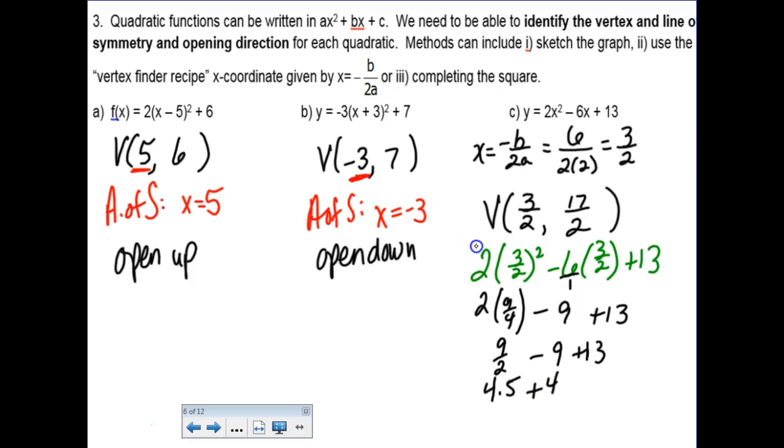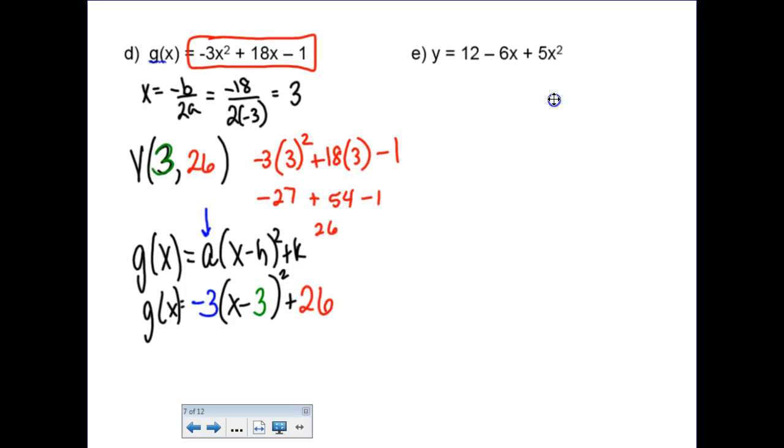And just for fun, it opens what direction? Up. And is it regular, thin, or wide? A little thin. 2 makes it vertically stretched. That was probably a good choice on that method, John, because completing the square with fractions would not have been my favorite moment. So, thank you.